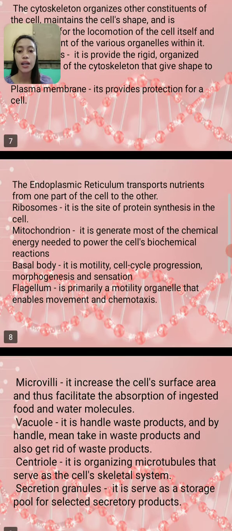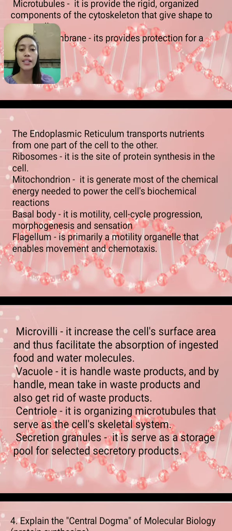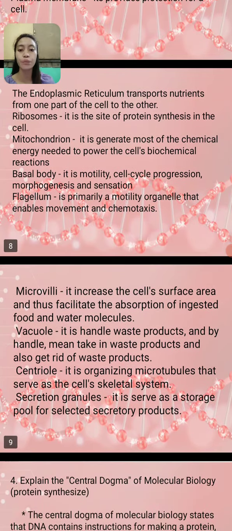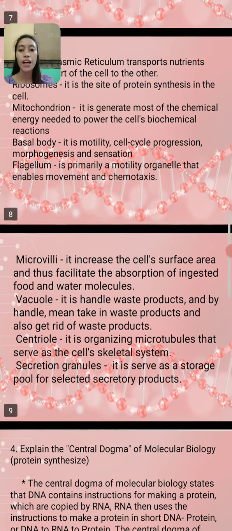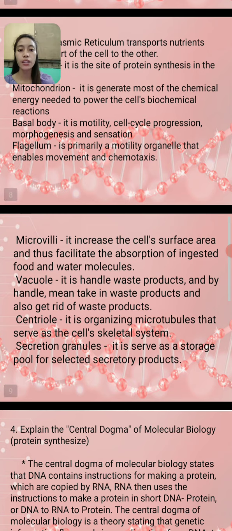The endoplasmic reticulum transports nutrients from one part of the cell to the other. Ribosome is the site of protein synthesis in the cell. Mitochondrion generates most of the chemical energy needed to power the cell's biochemical reactions. Basal body is involved in motility, cell cycle progression, morphogenesis, and sensation. Flagellum is primarily a motility organelle that enables movement and chemotaxis.